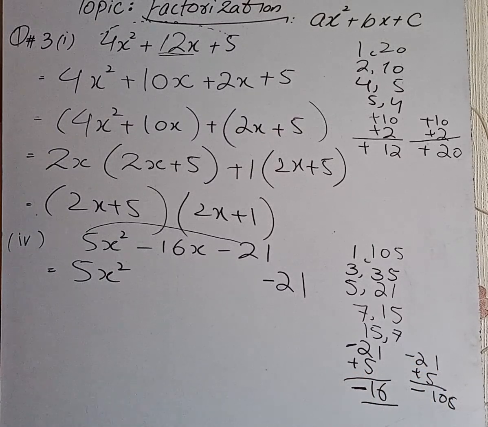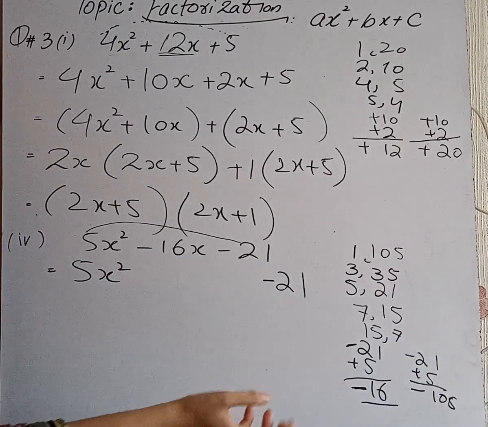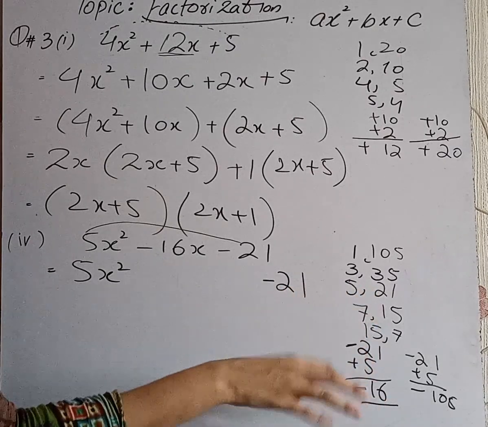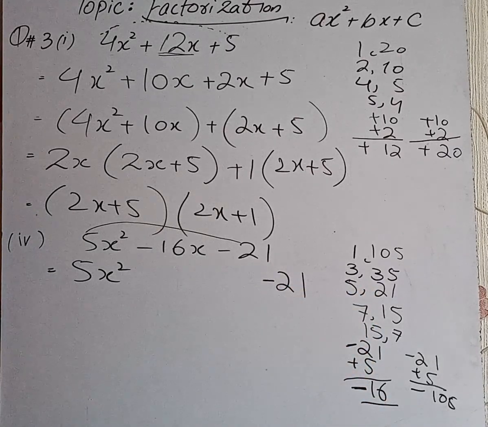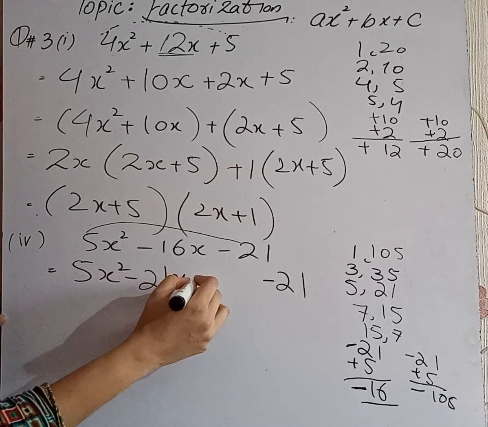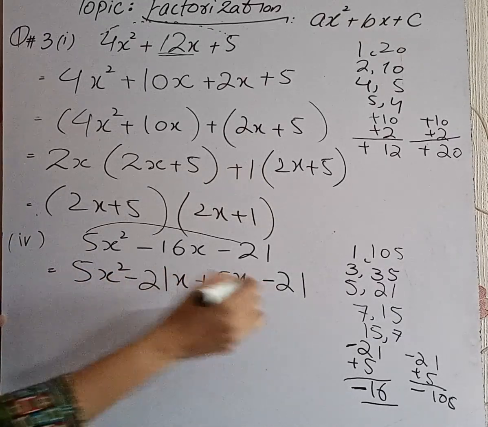So this is the possible way, but if you don't know what the possible pair is, you will check by trying the different pairs over here. First you will try this. If you are not going to get this, try any other. Then if you're not going to get this one, try any other over here and change the sign as well. So here the pair is minus 21x plus 5x.